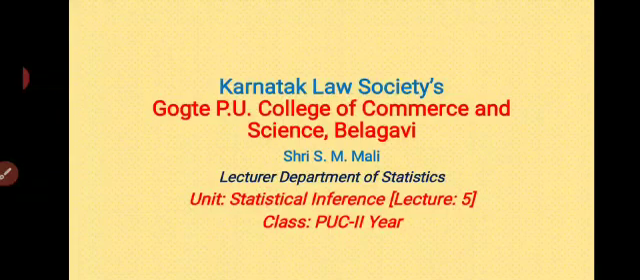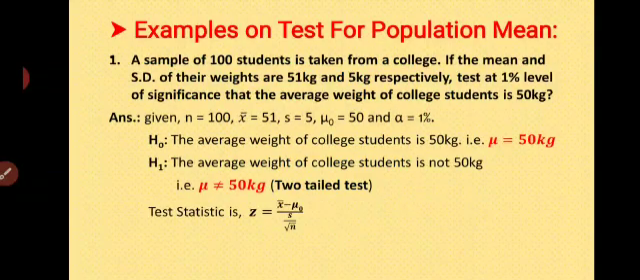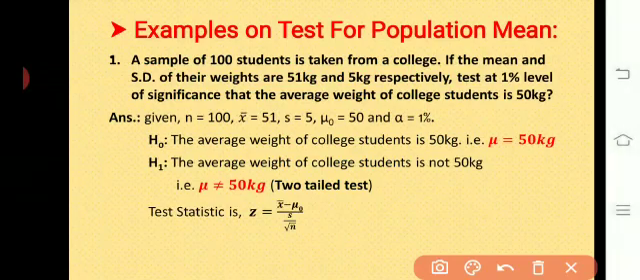In that, we have studied how to write the null hypothesis for test for population mean, or how to write the alternative hypothesis. Then what is the test statistic for this test for population mean, and what is the testing procedure for this test for population mean. Now today we are studying the examples on test for population mean.